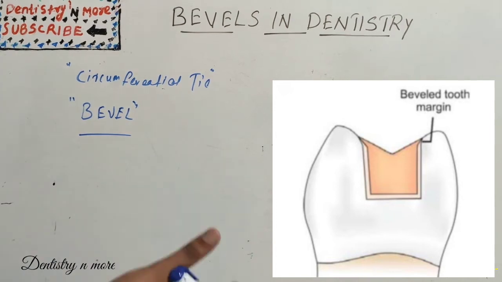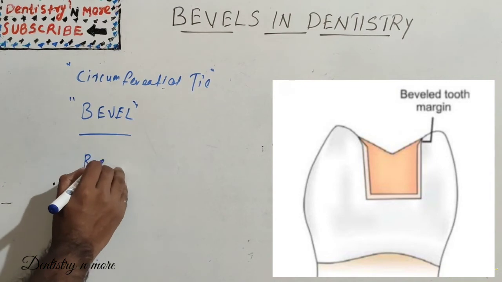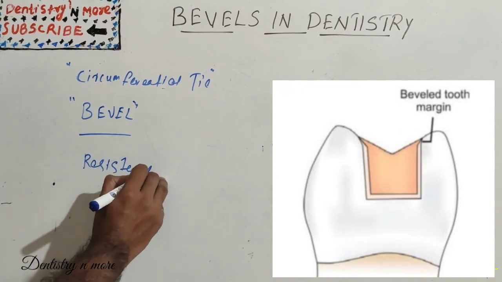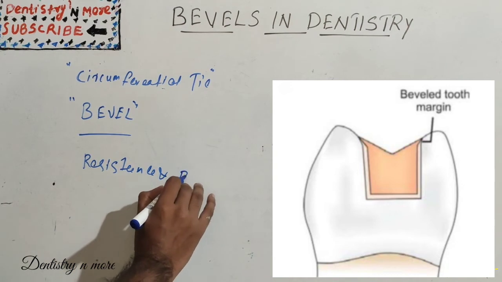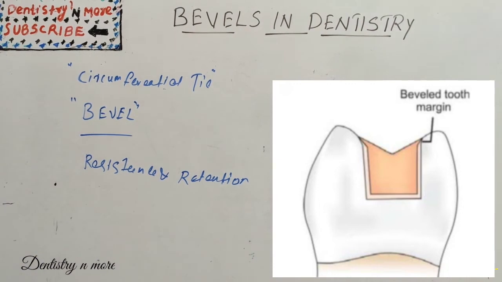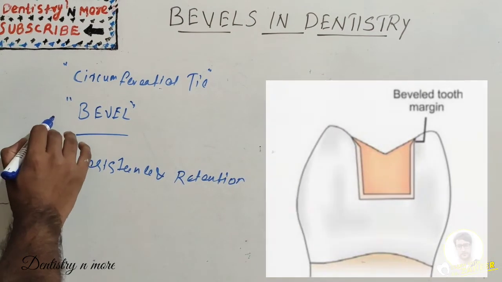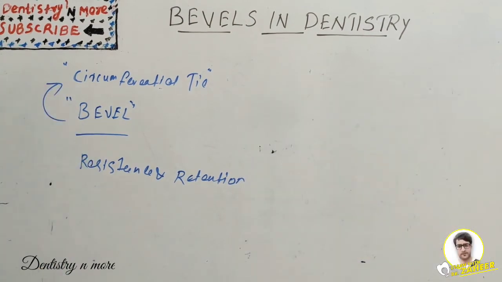So these bevels require minimum tooth involvement and do not sacrifice the resistance and retention of the restoration. So it should maintain resistance and retention for the restoration. These bevels are part of this circumferential tie and are one of the major retention forms for a cast restoration.